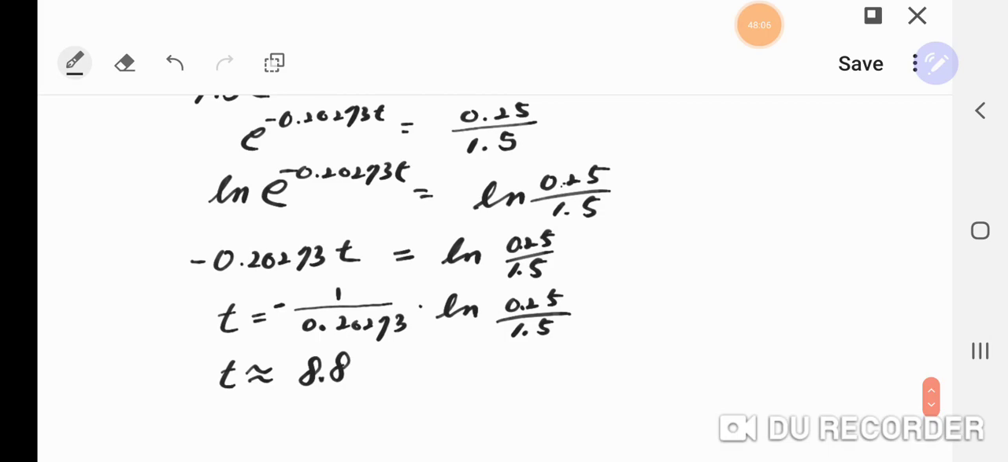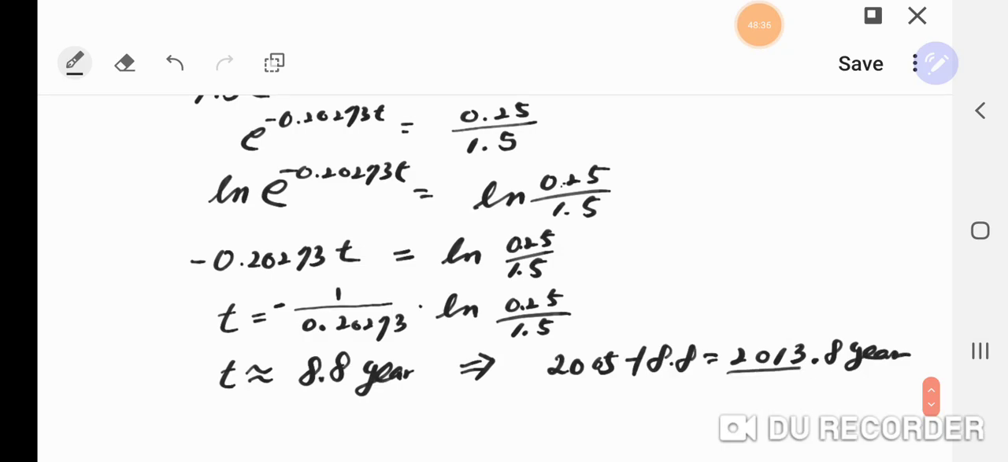So after 8.8 years, the initial year is 2005, right? 2005 plus 8.8 is 2013. So approximately in the year 2013, which is 2005 plus 8.8, 2013.8 years, the coyote population will be 400.